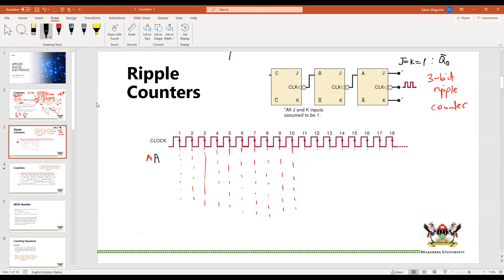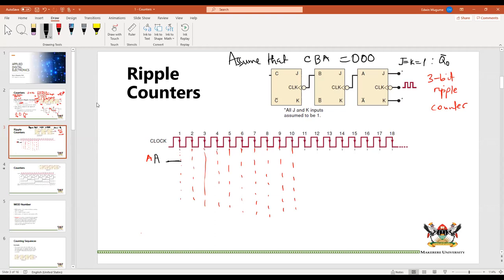Now, let me assume that CBA was previously 000. I mean, in other words, everything was zero. That means my A was zero until the NGT. NGT, you have a bubble there. So when you have a bubble at the clock, that is a negative going transition. And so we wait for the right clock where the clock moves from positive to negative.